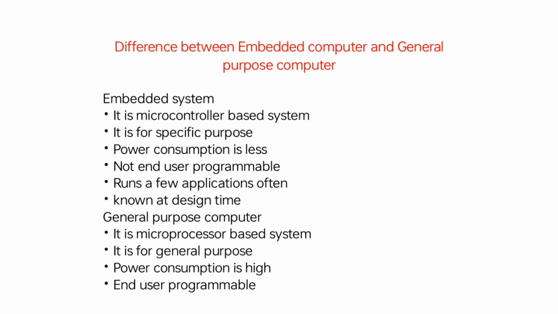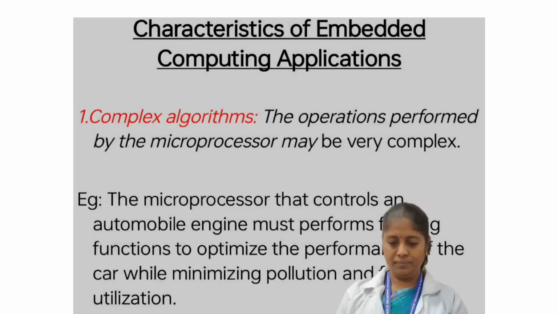Actually, what is the difference between an embedded computer and a general purpose computer? An embedded system is a microcontroller based system. It is for a specific purpose. Power consumption is less. It is not end user programmable, and runs a few applications, often known at design time. A general purpose computer is a microprocessor based system. It is for general purpose, power consumption is high, and it is end user programmable. This is the basic difference between an embedded computer and a general purpose computer.